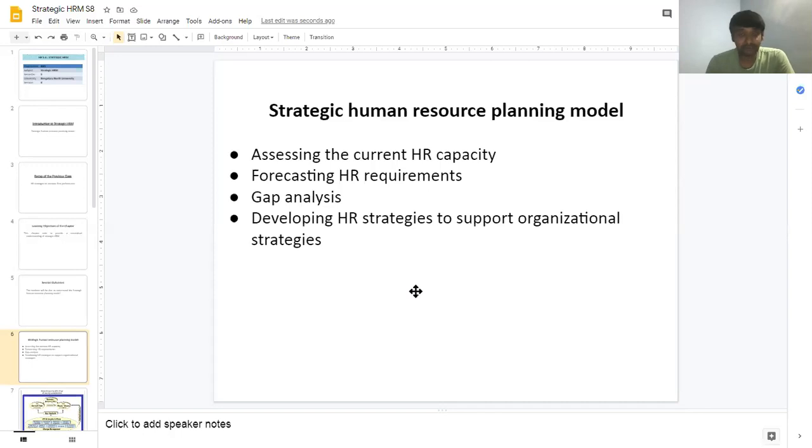The last is developing HR strategies to support organizational strategies. Every human resource manager has to develop strategy which is on par with the organizational strategies. Once the human resource strategies have been set, the plans will be accomplished in a better manner, which in turn leads to the success of the organizational strategy, and the overall mission and vision of the organization will be met in a better way.